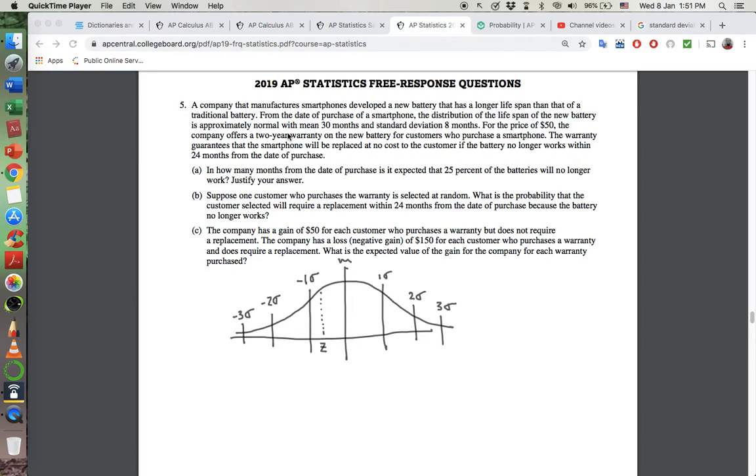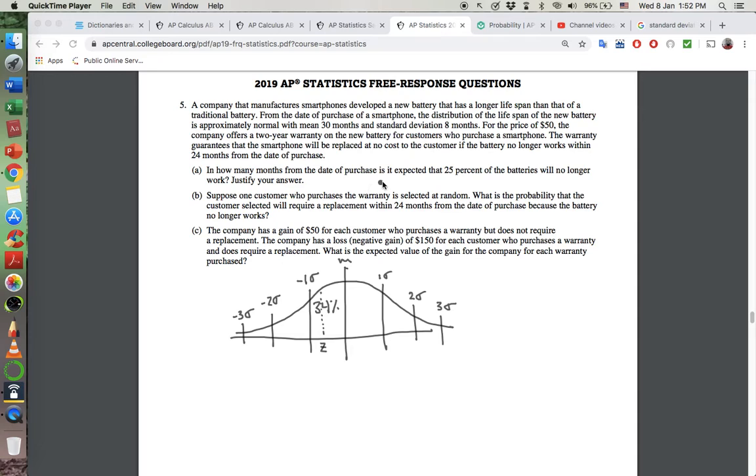For a price of $50, the company offers a 2-year, 24-month warranty. Within that warranty period, the company will replace the battery at no cost to the customer. Okay, so we've got approximately normally distributed data, and so we've got a mean, and approximately 50% of the data fall on the right and 50% fall on the left, since the mean and median are the same in normally distributed cases. We've got 34% of the data within this first standard deviation to the left. That's important looking at A.